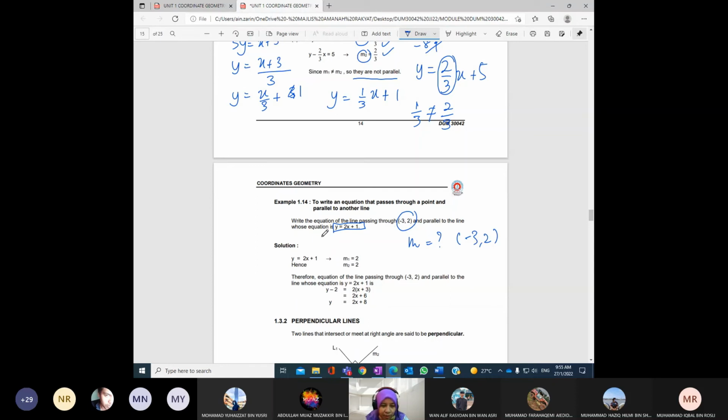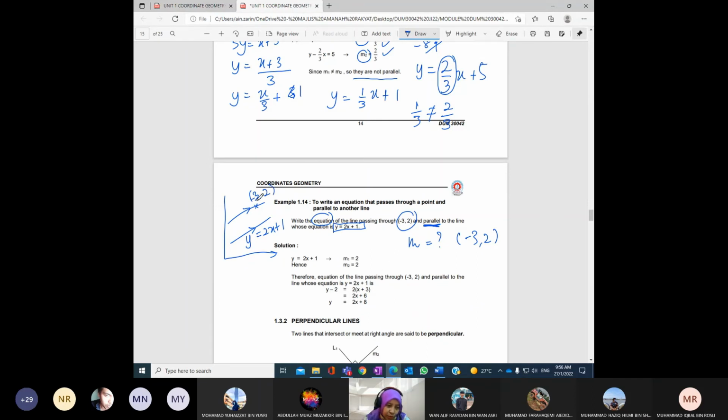Dia bagi kita a line yang nampaknya macam parallel to our line yang kita kena cerita ni. Kita kena cari equation itu. So let's say equation ini adalah y sama dengan 2x tambah 1. Kita kena cari equation untuk satu lagi line yang ini. Yang mana line itu diberitahukan kepada kita they are parallel to each other. Okay, yang penting line yang kita nak cari ni dia lalu dekat point -3, 2. Okay, so what are we going to do?